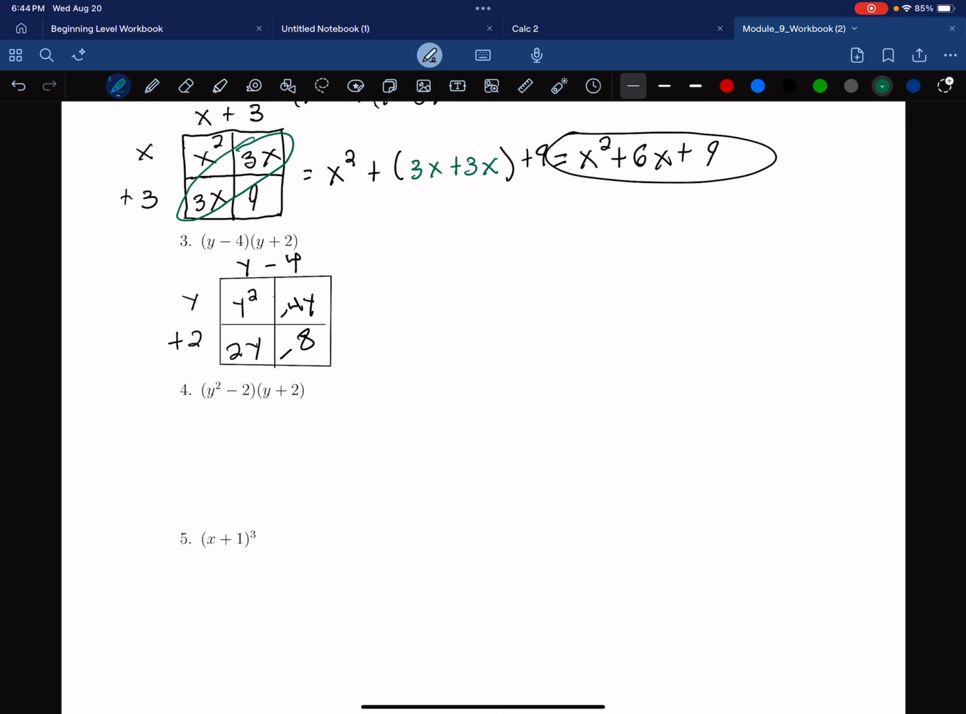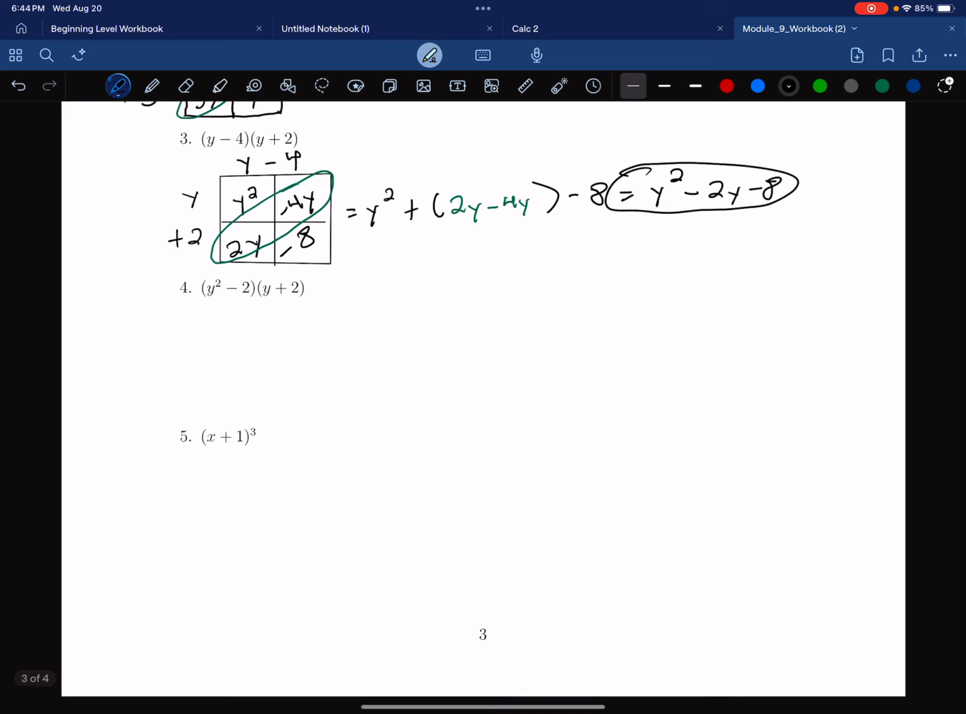So let's add everything together and combine like terms. So we have this 2y and this negative 4y. So we have y squared, and then it's y squared plus 2y minus 4y minus 8. So we have y squared, and then 2y minus 4y, that's going to get you negative 2y. It's going to be minus 8.